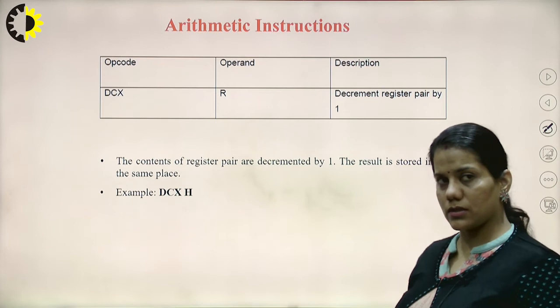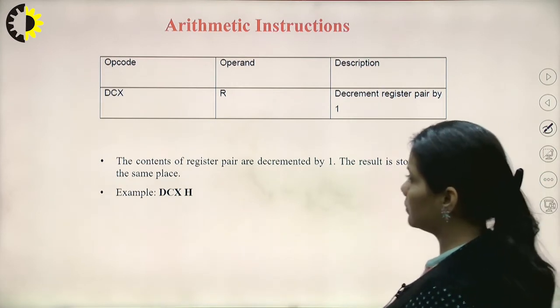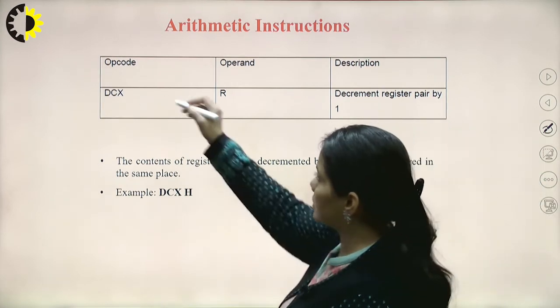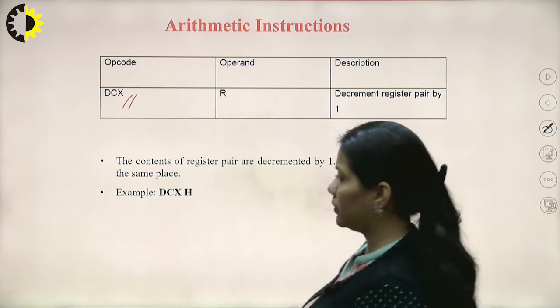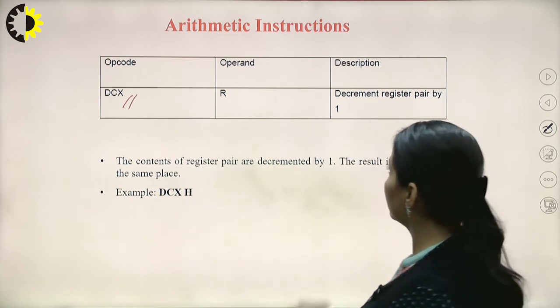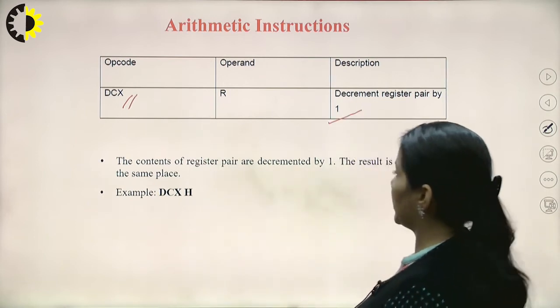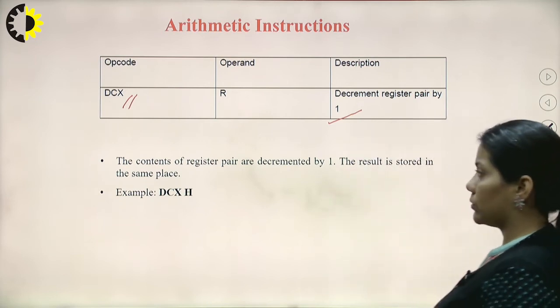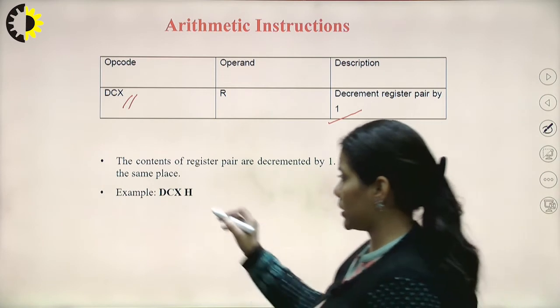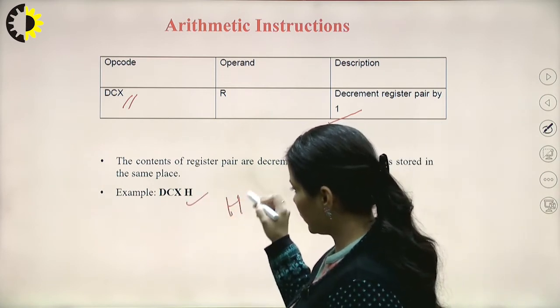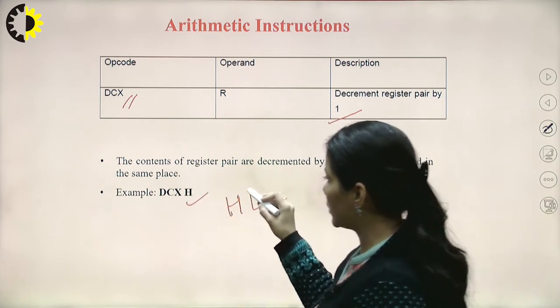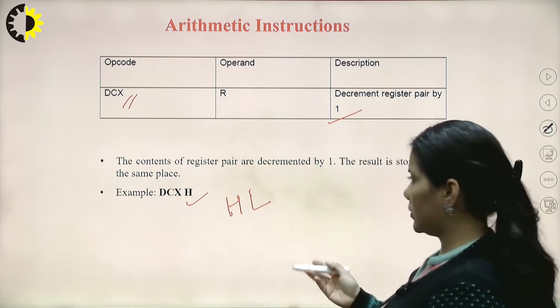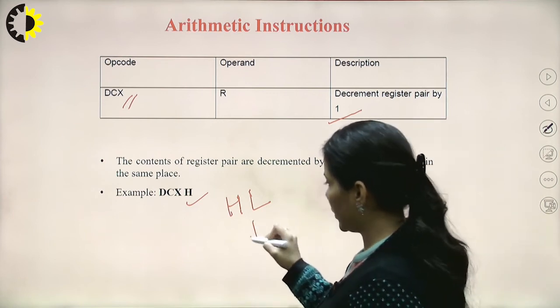Next instruction in this category is DCX R. Similar to INX, this is DCX. It will take the register pair as the operand, and the value of the register pair is decremented by 1, and the result is stored at the same place. DCX H: the contents of the HL register pair will be decremented by 1.